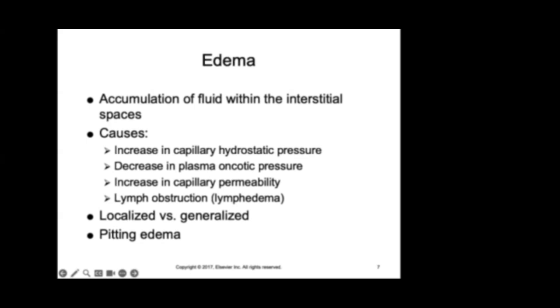A decrease in plasma oncotic pressure, we just discussed that with cirrhosis and in starvation. An increase in capillary permeability is a different deal. That can be the result of excessive production of histamine. Histamine is an inflammatory mediator. It initiates inflammation, and it makes the capillaries more permeable. What happens in inflammation is you see swelling, and that's the result of the action of histamine.